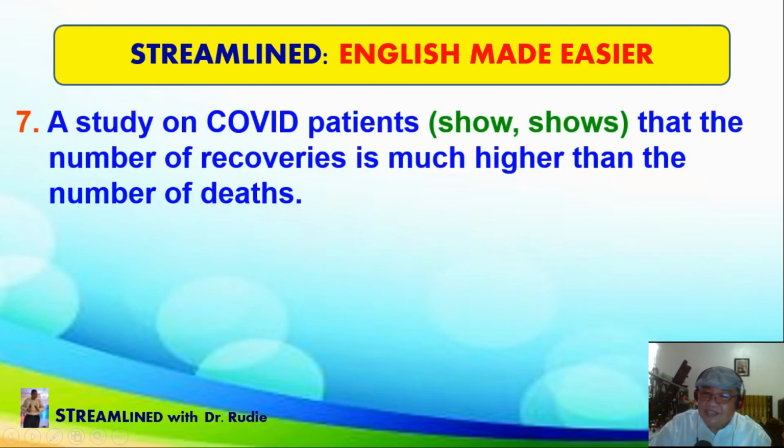Last 2 questions. Here comes number 7. A study on COVID patients shows that the number of recoveries is much higher than the number of deaths. Show or shows? The correct answer is shows. Our subject is a study on COVID patients. The subject is the noun study, not the COVID patients.